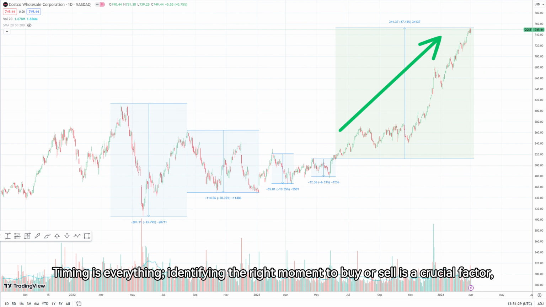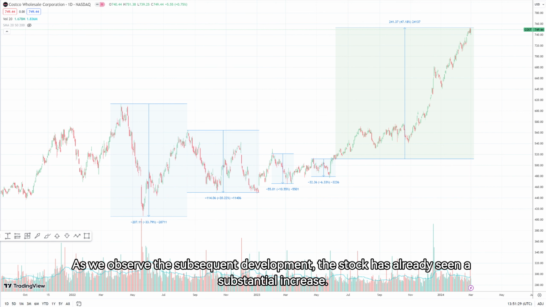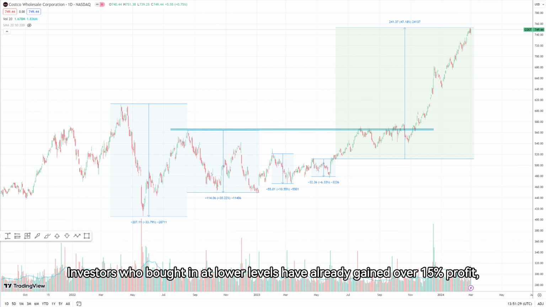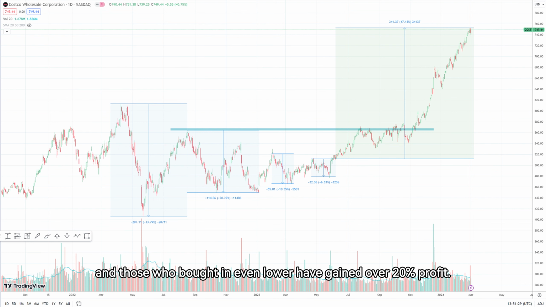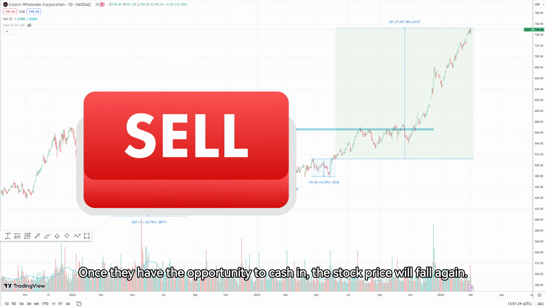Timing is everything. Identifying the right moment to buy or sell is a crucial factor in whether your investment in stocks will be profitable. As we observe the subsequent development, the stock has already seen a substantial increase. Investors who bought in at lower levels have already gained over 15% profit, and those who bought in even lower have gained over 20% profit. Once they have the opportunity to cash in, the stock price will fall again.